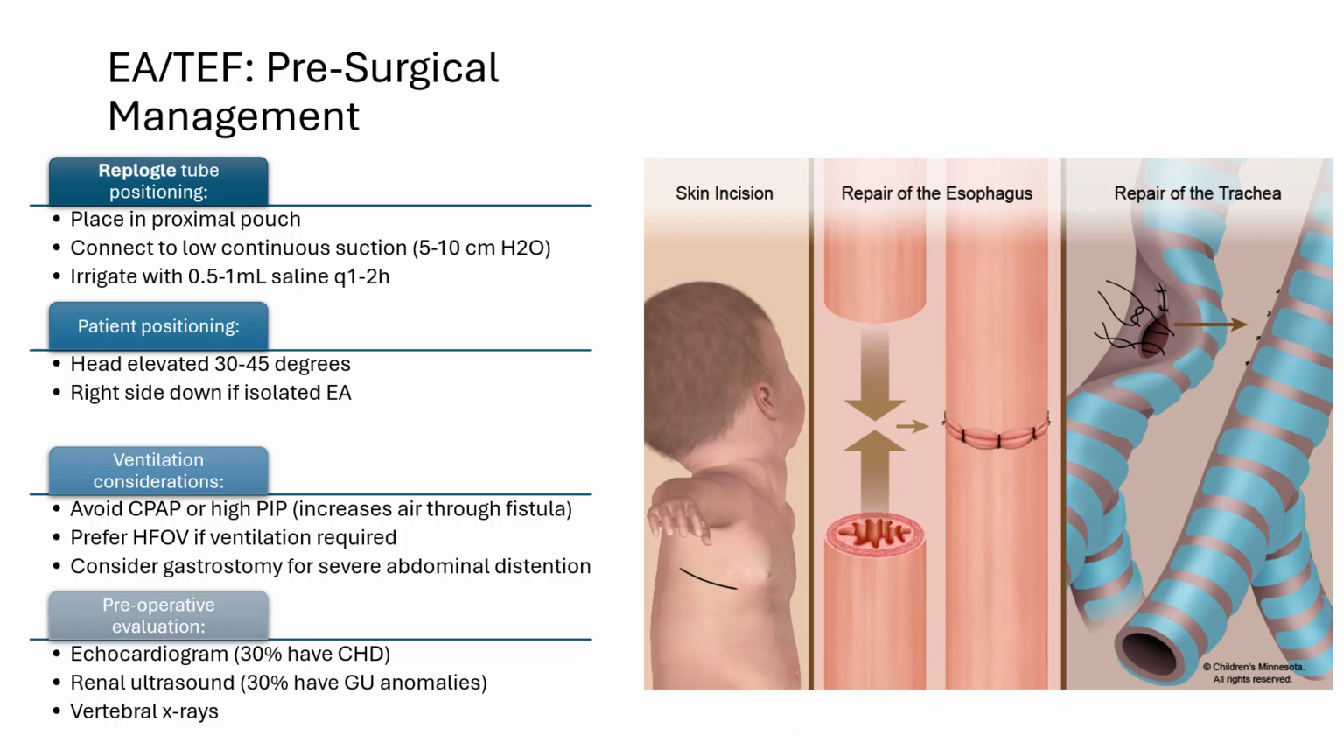Every intervention connects to the underlying pathophysiology. You're working around an abnormal connection between two systems that should be separate. The goal is reaching surgery with stable respiratory function and minimal aspiration risk. When you accomplish that, you've set the stage for successful surgical repair.